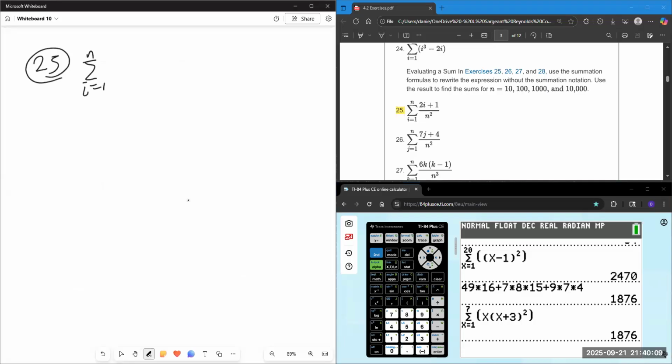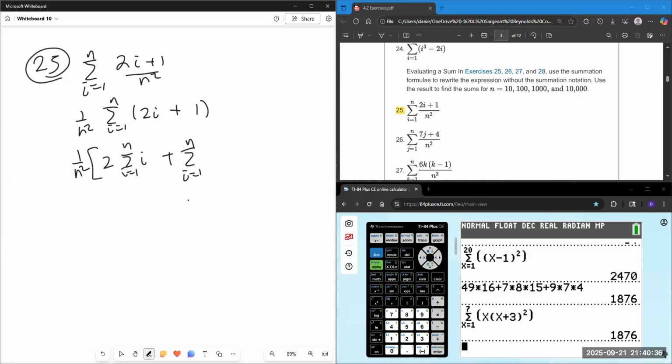Summation i equals 1 to n of (2i plus 1) over n squared. Well, the n's can pass through, and this becomes i equals 1 to n of 2i plus 1. So this is 1 over n squared times 2 times the summation i equals 1 to n of i, plus the summation i equals 1 to n of 1. It's 1 over n squared times 2 times n plus 1 over 2, plus n.